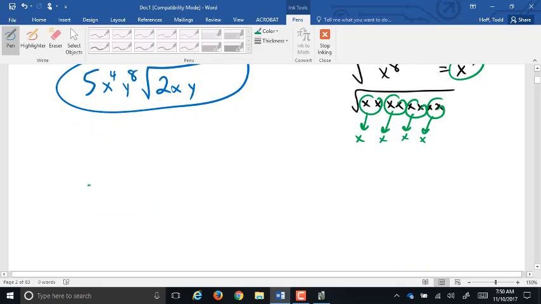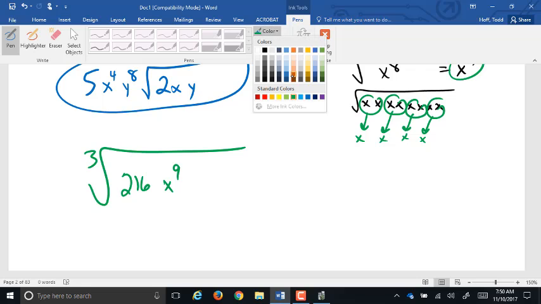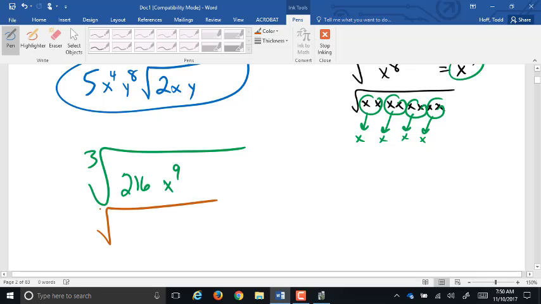If it were a third root, let's say it's a third root of 216 x to the 9th, whatever. Well, if you factored 216, it's 2 times 2 times 2 times 3 times 3 times 3. Get your x to the 9th, right?